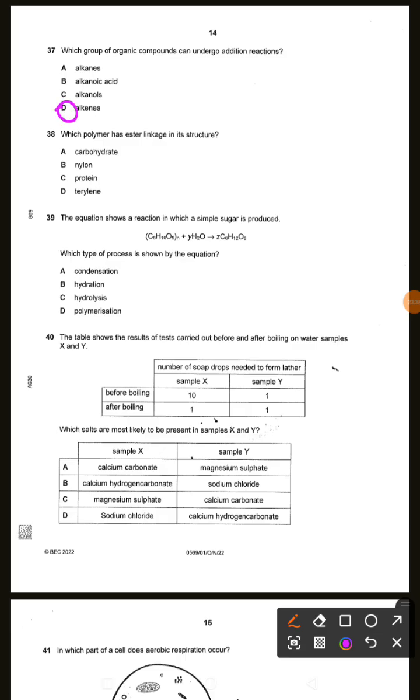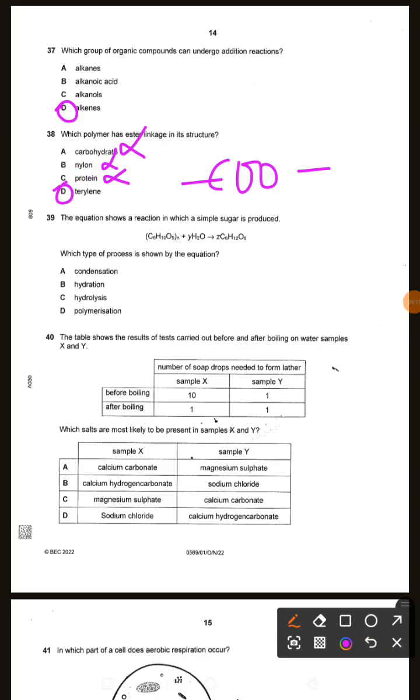Which polymer has ester linkage in its structure? Remember, an ester linkage is the one that is COO. That's the ester linkage. So the answer is not carbohydrate, it's not protein, it's not nylon. Now, nylon and the proteins have a similar type of linkage. They both have the amide linkage, the one with the nitrogen.